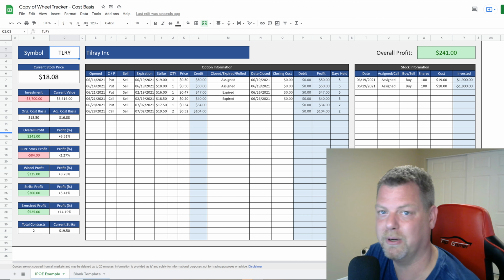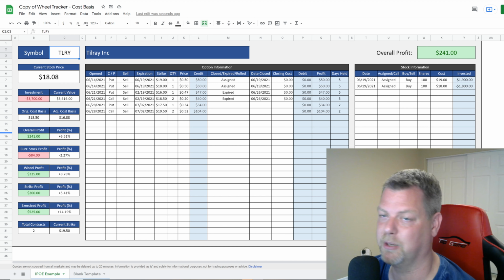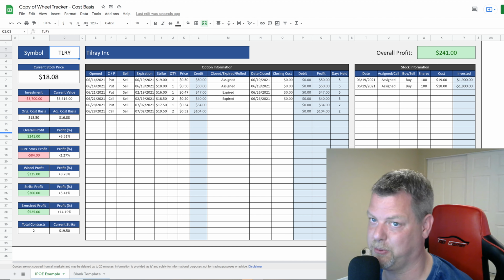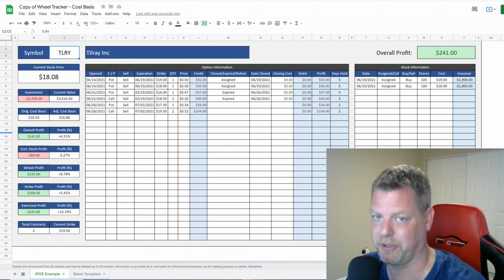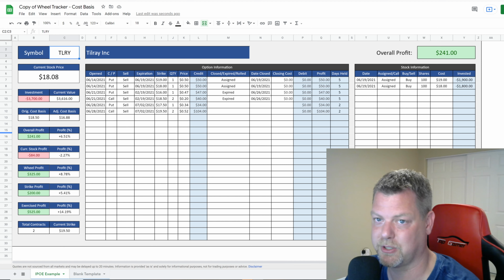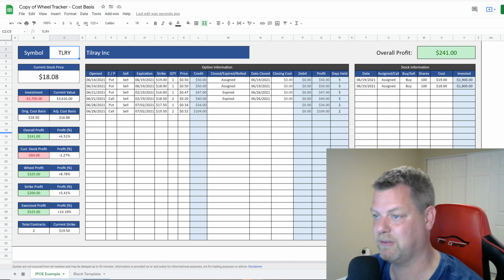I was in the middle of creating a spreadsheet for my Tilray wheel, and I decided to look for one online. I'm sure there's a ton of people running the wheel, and someone out there had to have created something that's going to look way better than what I could create and work just fine. So that's what I found, and this is it.